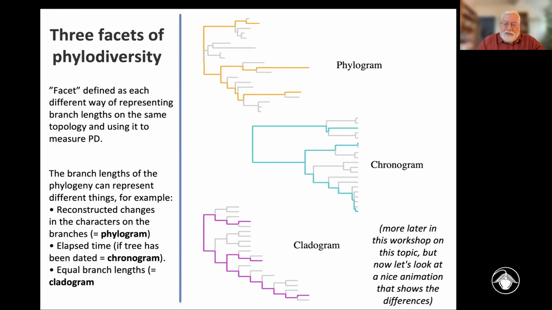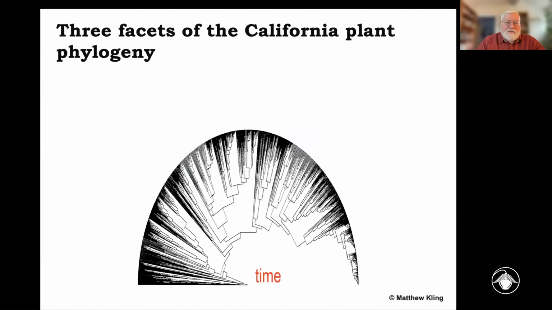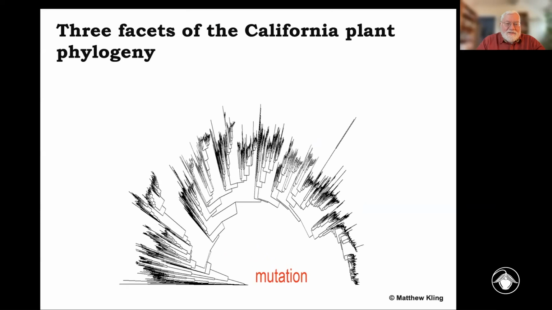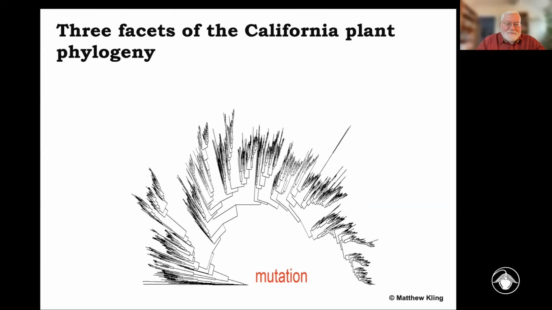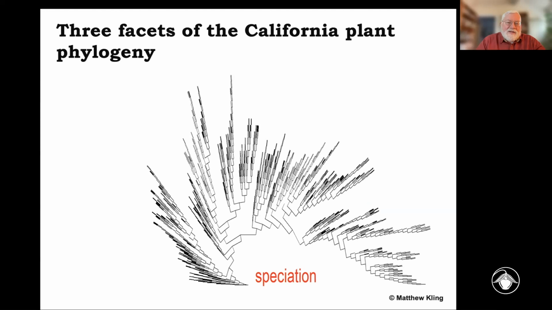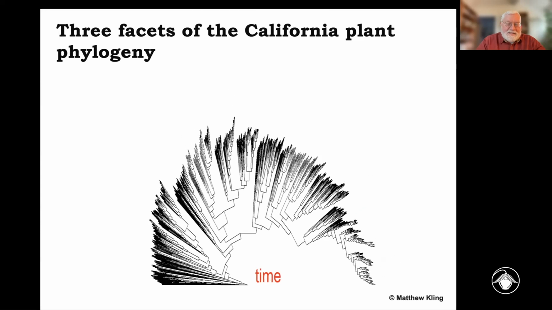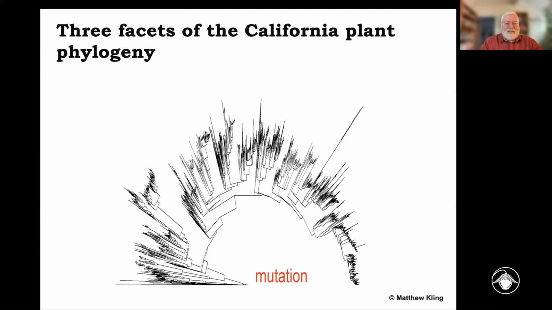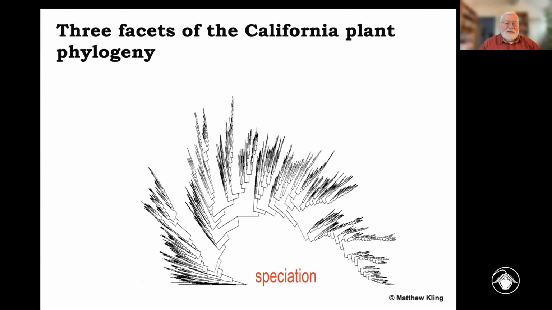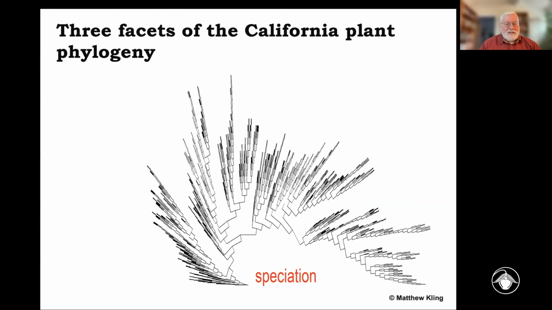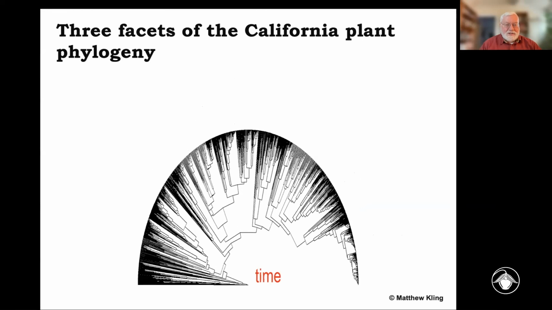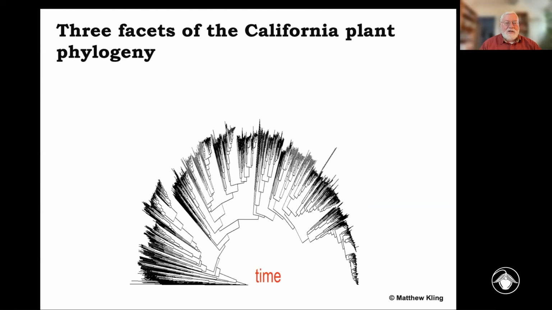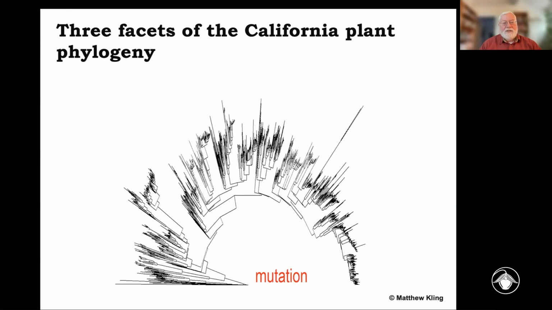And there's a wonderful little animation here that our colleague Matt Kling did that we had to show you. This is the California plants. So there's the phylogram. There's the equal branch lengths, and there's time. See, in the time one, everything comes to the present at the same moment. And you can just see that even though the topology of the tree is not changing, the branch lengths are changing depending on the measure that we use to describe their length.